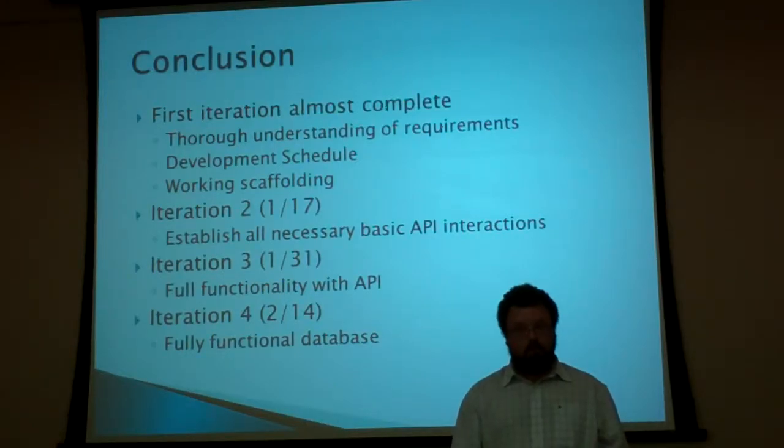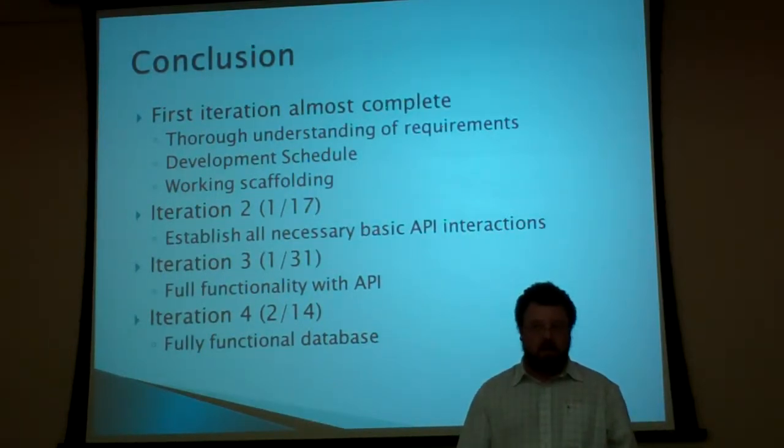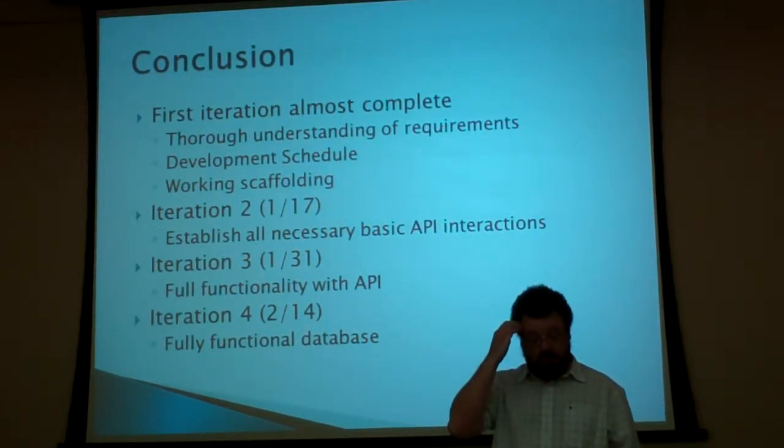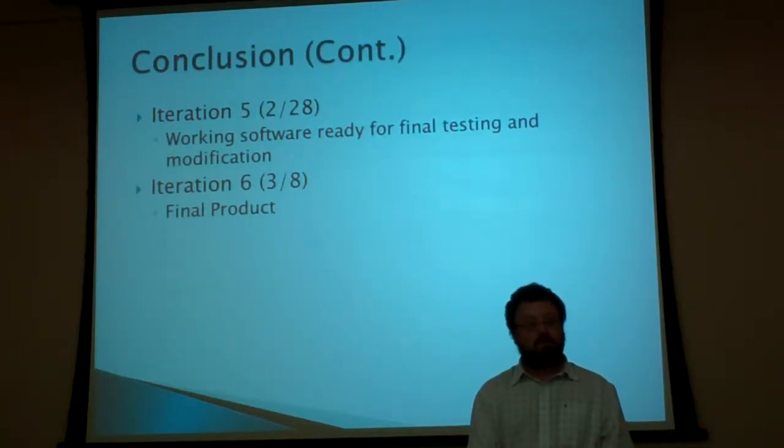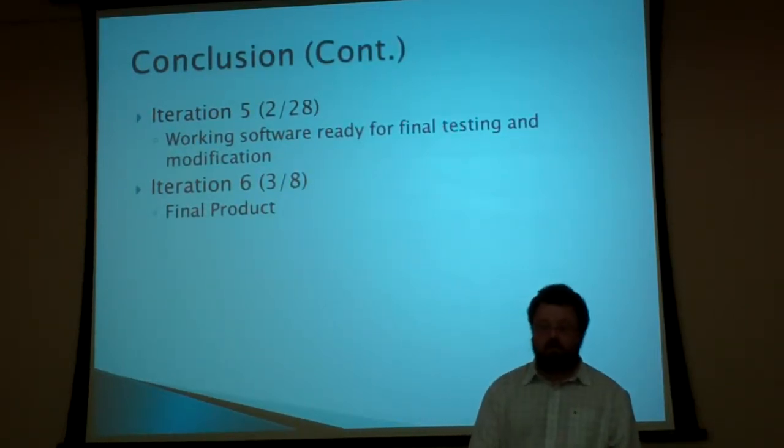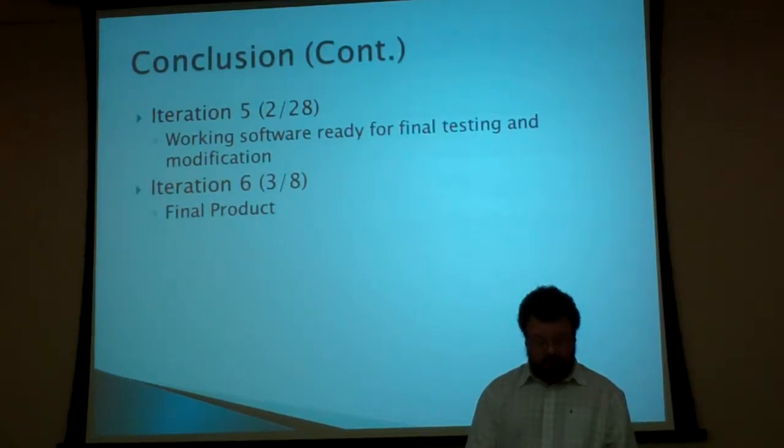For iteration 2, our biggest goal will be the API, as well as 3, just further gaining full functionality out of that. Then we'll build the database for our end. And iteration 5 should have a presentable product and go through the final testing and have a finished product for iteration 6.